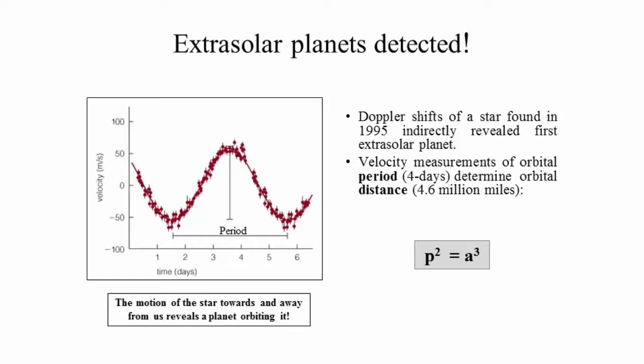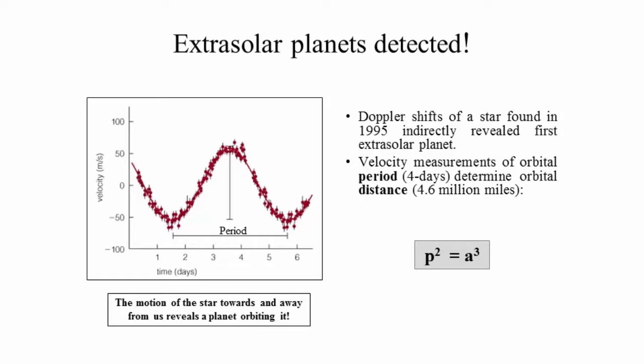Now when you actually measure the amount of time, or period, that it takes to do that, the motion of the star, its period, is going to be equal to the motion or period of the planet. And as a result, as you can see in our diagram here, we can find a planet that in this example has a period of about 4 days.